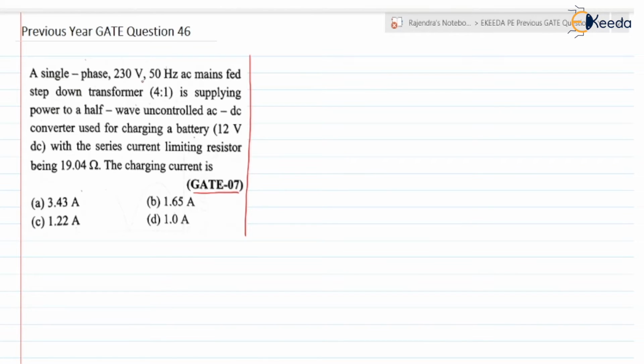A single phase 230 volt 50 Hz AC mains fed step down transformer, 4 to 1 is the transformation ratio given, is supplying power to a half wave uncontrolled AC to DC converter. It is a half wave uncontrolled rectifier used for charging a battery of 12 volt DC with the series current limiting resistance being 19.04 ohm. The charging current is, and they have given the four options. Charging current means they have asked for the I0 average actually.